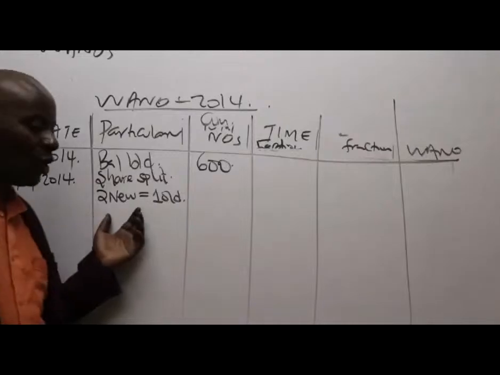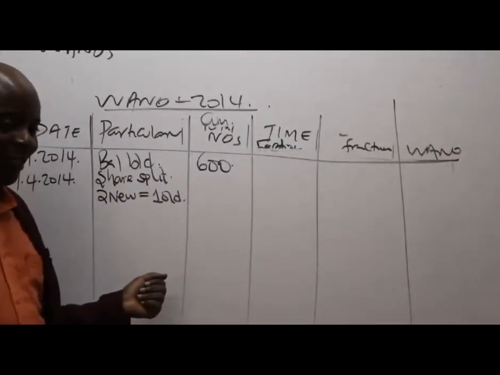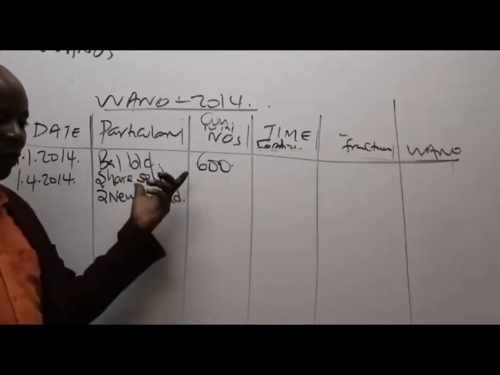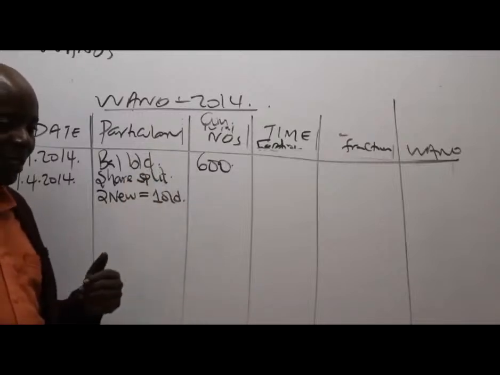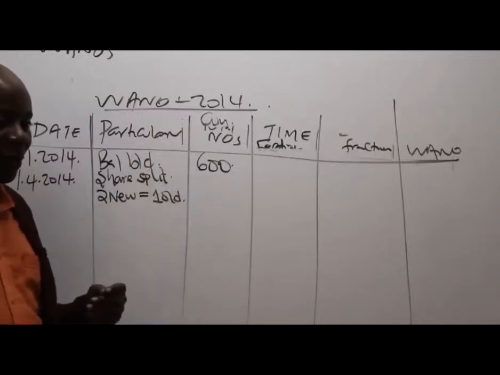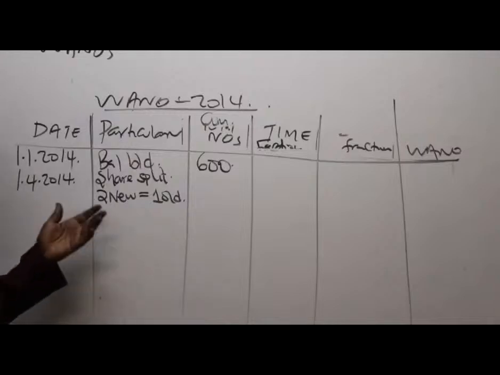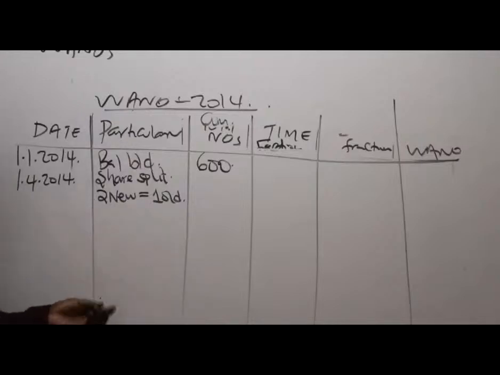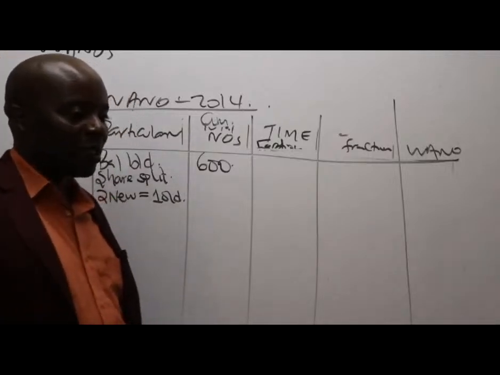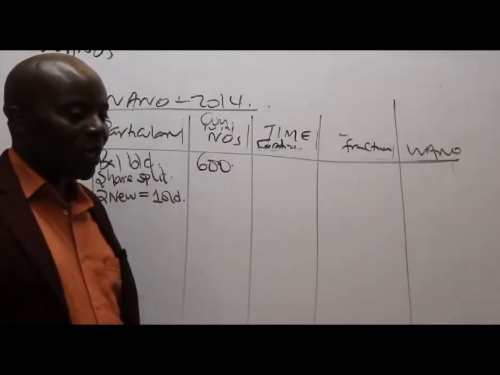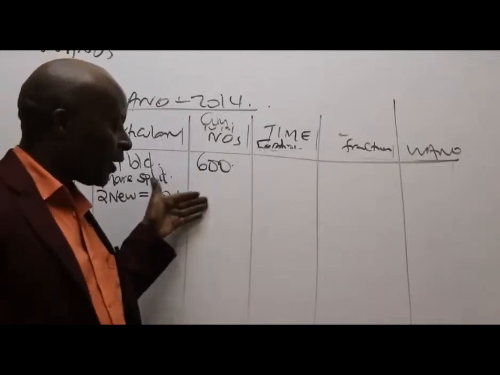If I was giving 2 new for every 1 old, now that we had 600 shares, after splitting, these guys ended up having how many shares? Kumbe mnajua. After splitting, we are basically doubling their shares. What if they told us that it was a reverse split? What if they used the language reverse split? It would have been 3. I would have divided by 2, isn't it?